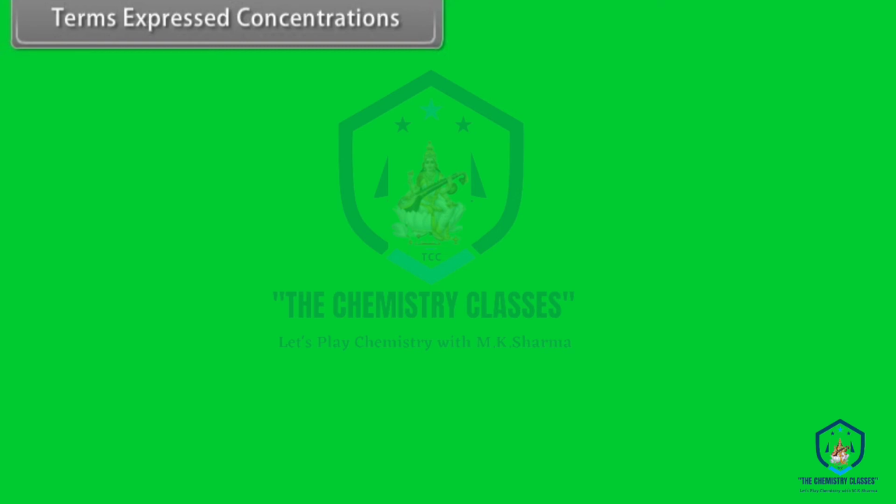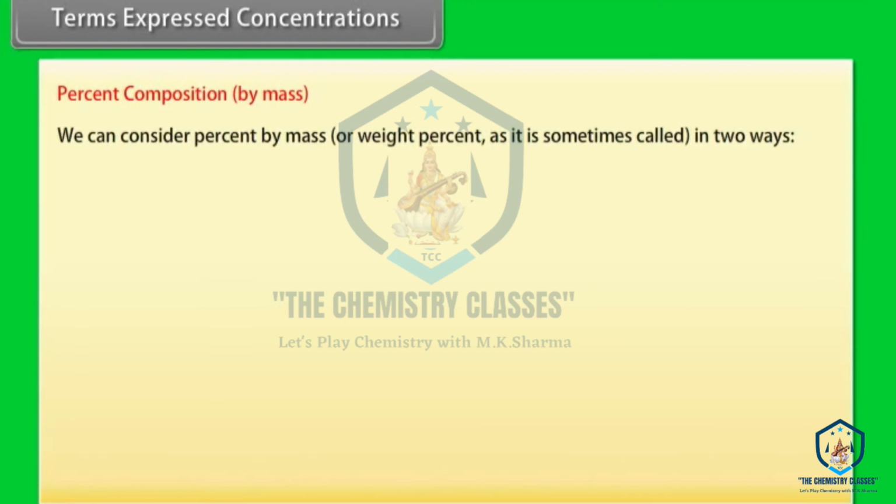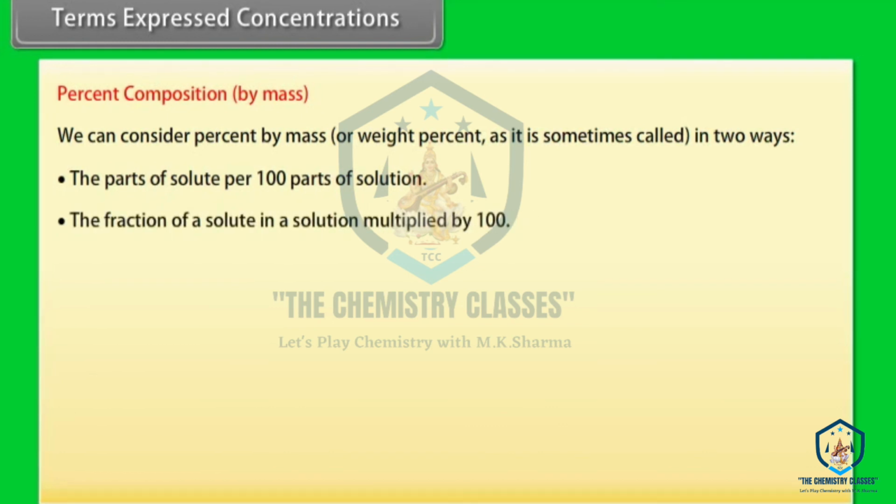Terms expressing concentrations. Percent composition by mass. We can consider percent by mass, or weight percent as it is sometimes called, in 2 ways. The parts of solute per 100 parts of solution. The fraction of a solute in a solution multiplied by 100. Percentage by mass is equal to mass of solute upon mass of solution into 100.